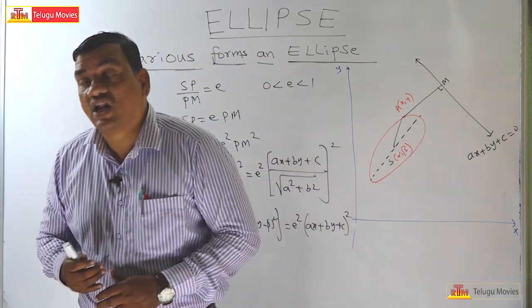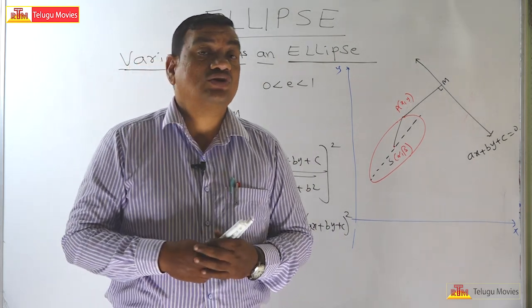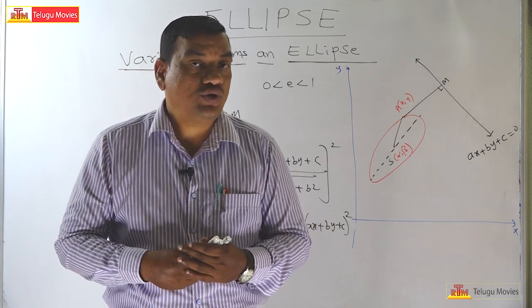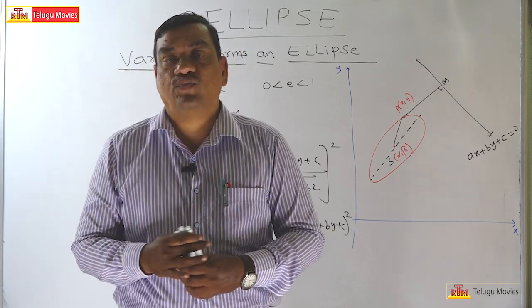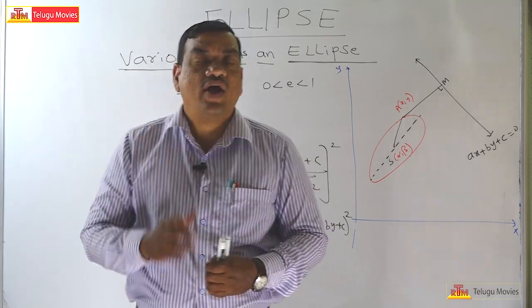But in tomorrow's class, I am going to prove it. And the equation of the tangent also, they will simply say S1 is equal to 0. Then how that S1 is equal to 0 came, I will give the geometrical proof so that you can remember it forever. Okay.